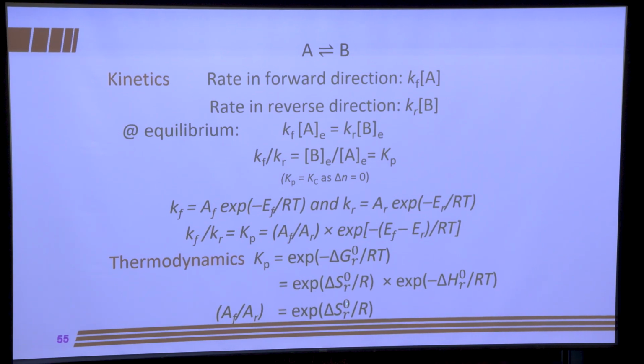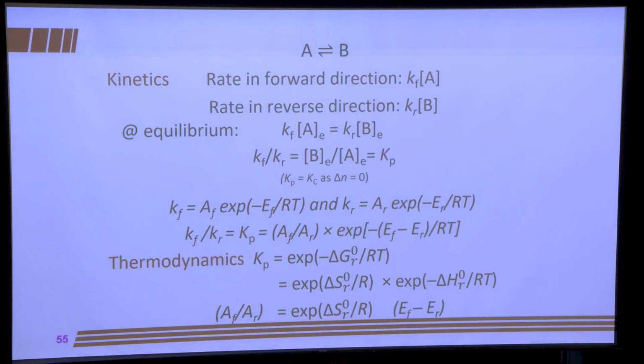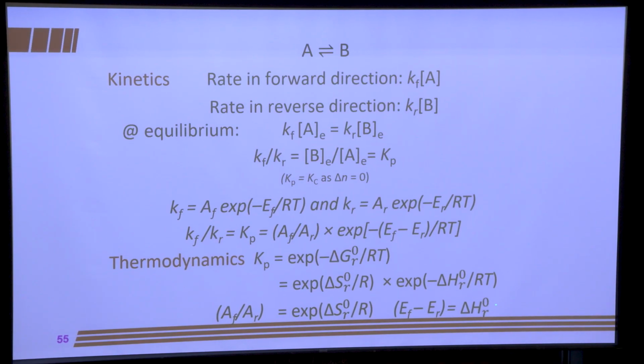So now we can say A forward over A reverse from kinetics is equal to the exponent of the standard change in entropy for a reaction over R from thermodynamics, and E forward minus E reverse from kinetics is equal to delta H, the standard change in enthalpy for the reaction. So that's the link between kinetics and thermodynamics. I think it's a really nice way of showing it. In other words, the frequency factors are related to entropy change.